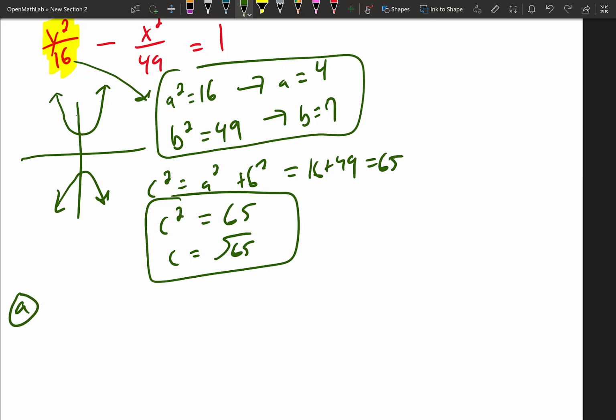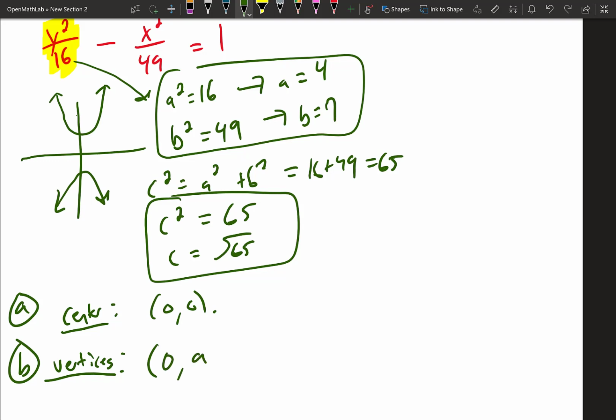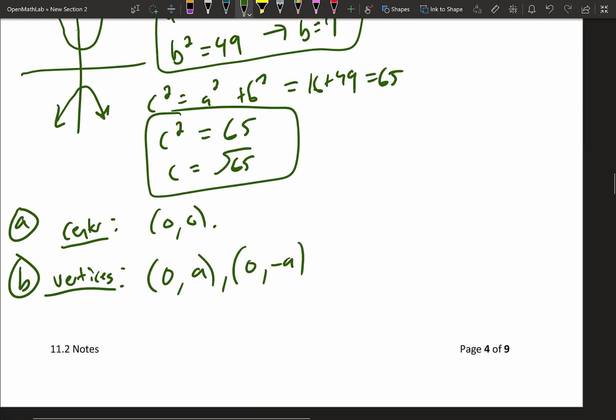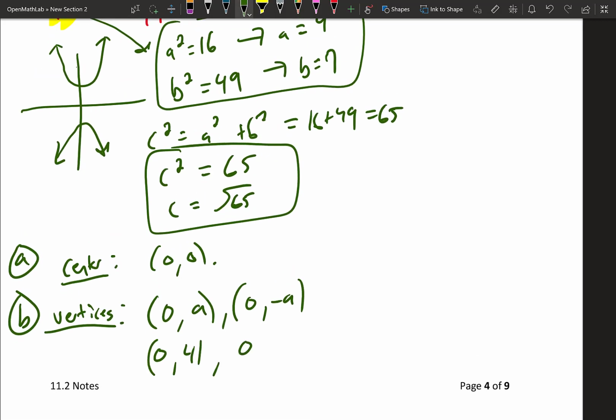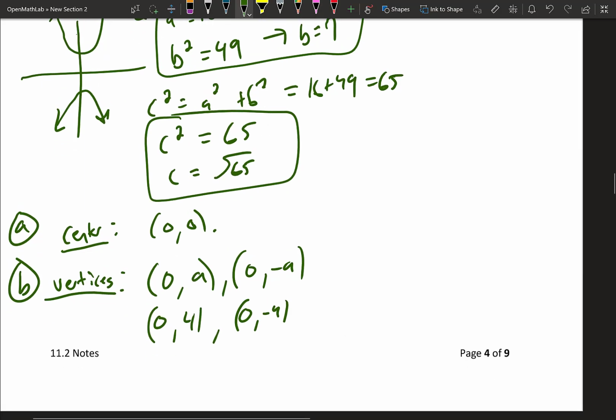So then part A, we're asked to find the center again, but of course, that's just the origin. Part B, we want to know the vertices. From the original table we looked at, that's always in the form 0 comma a and 0 comma negative a. So we just plug in my value for a, and I get 0 comma 4 and 0 comma negative 4 for those vertices.